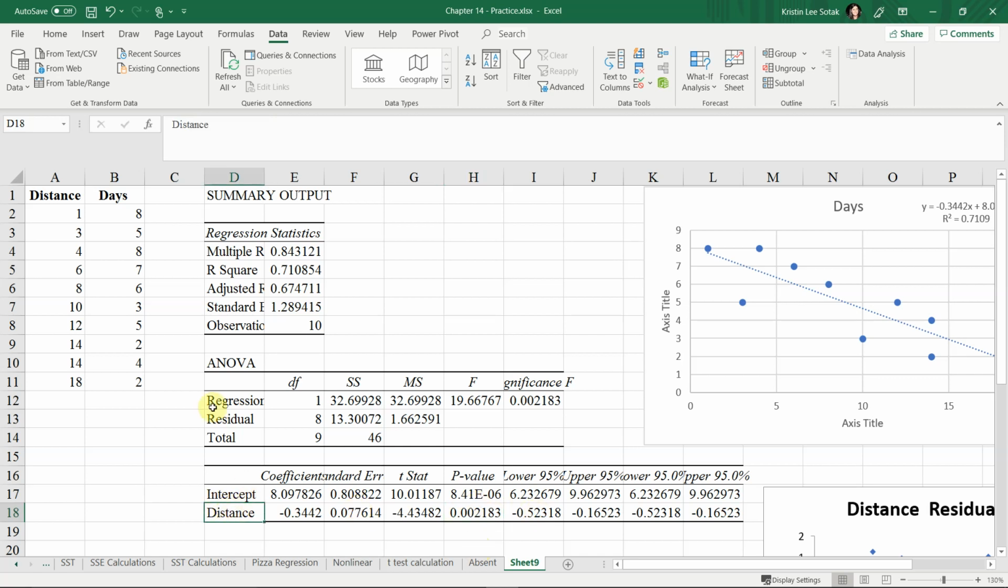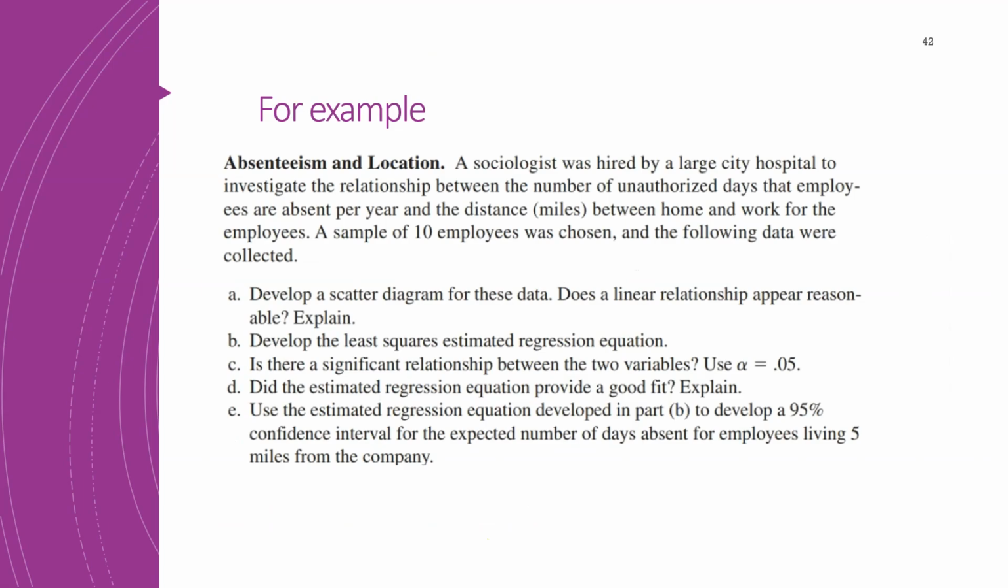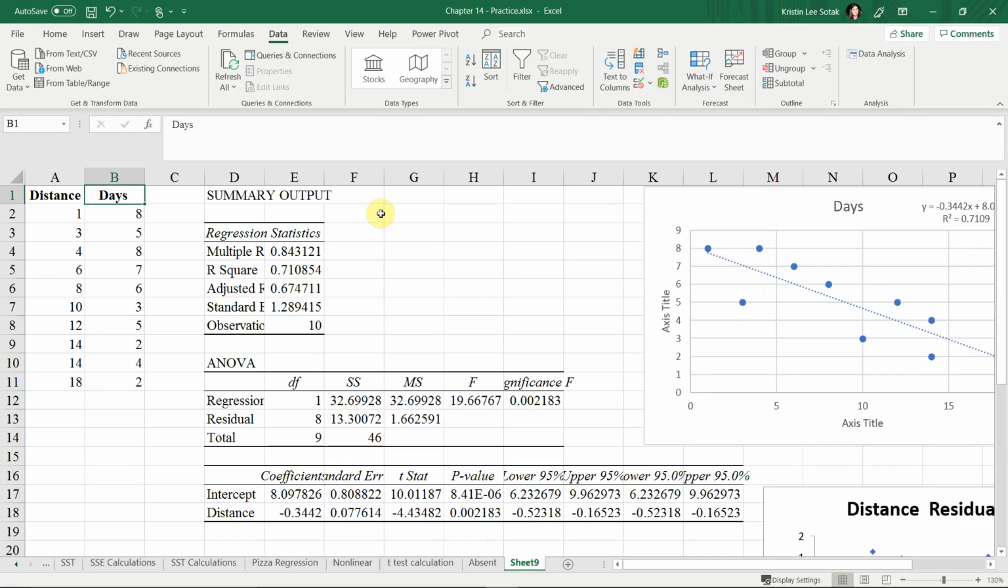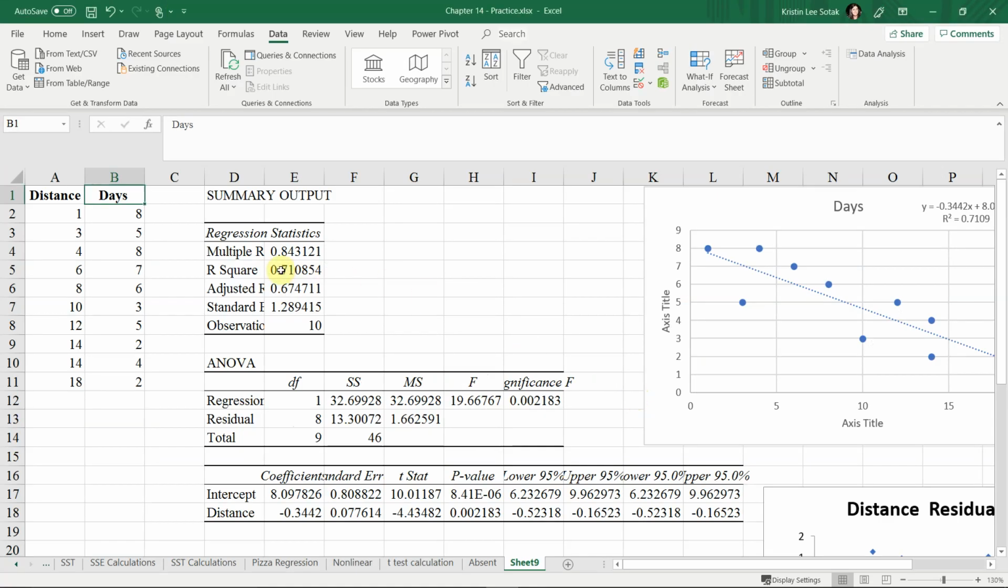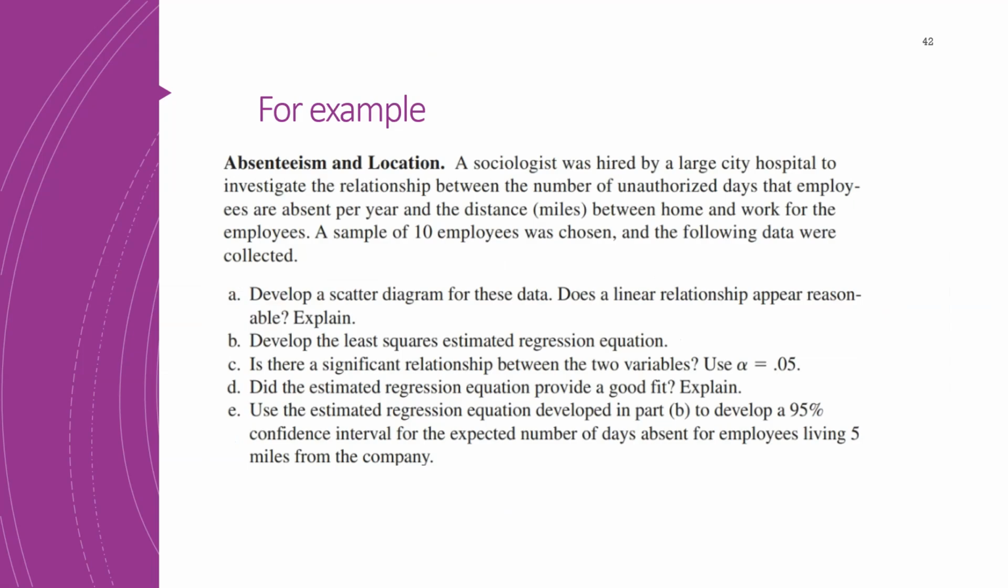So we can say that distance is associated with absenteeism, days taken off. I think that's what it is. Yep, unauthorized days that employees are absent. So we have an answer to that question. Is there a significant relationship? Yes. Does the estimated regression equation provide a good fit? Explain. Yes, we already talked about that. It explains 71% of the variability in y. It's closer to 1. It's 0.71, so it does a pretty good job.